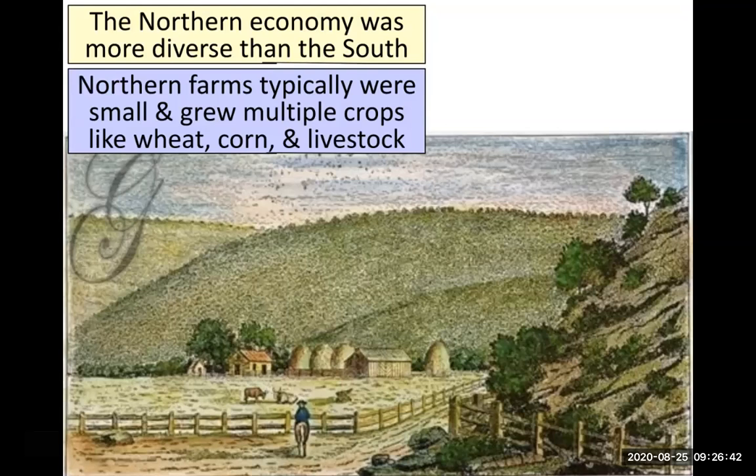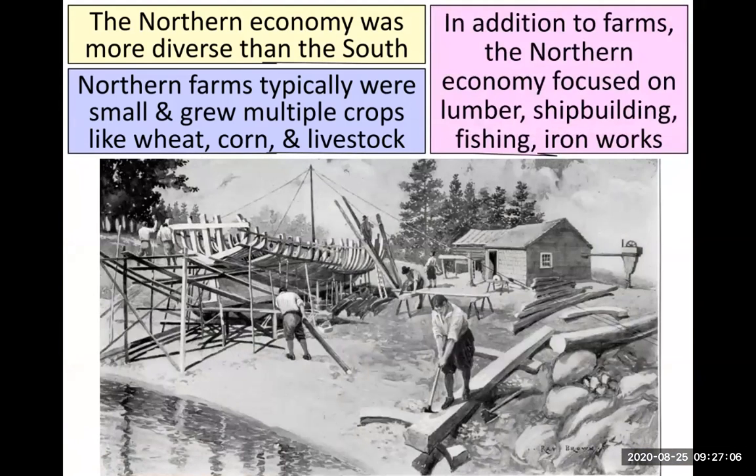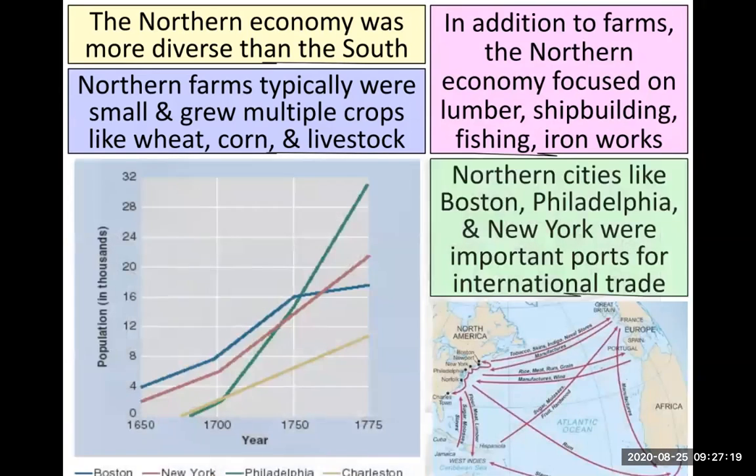All right. We're going to take a look at the Northern economy now and then wrap it up with colonial religion. So the Northern economy is much more diverse than the South. They don't have all their eggs in one basket. They are not only focused on agriculture. Northern farms were typically small. They grew a lot of different crops, like wheat and corn, and they had livestock as well. And then they were also more industrial. They focused on things like lumber, shipbuilding, fishing, and ironworks. So they have a much different economy than the South.